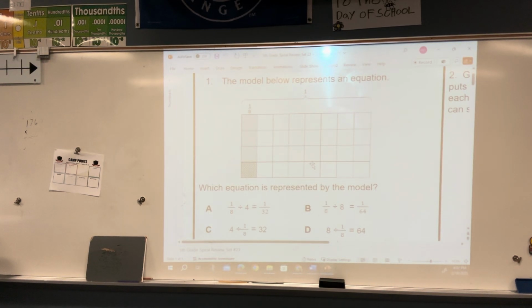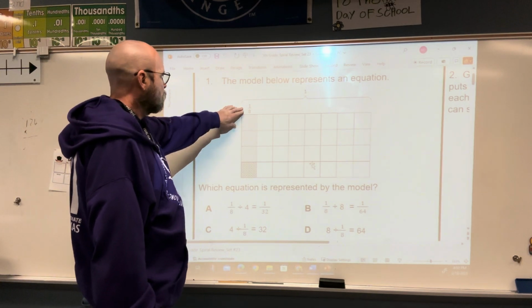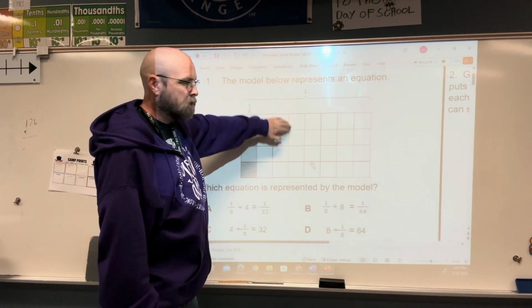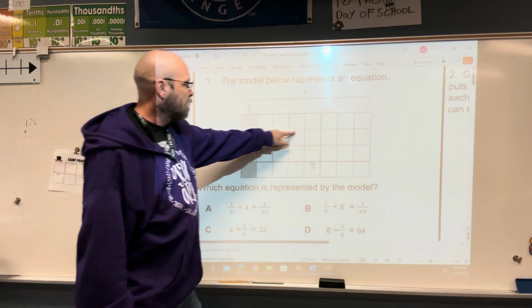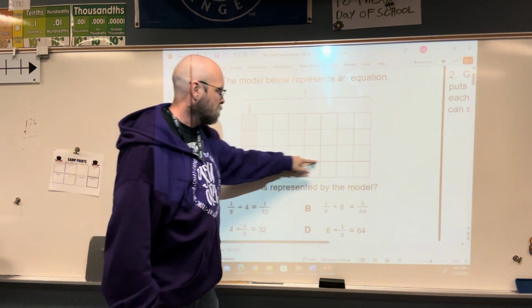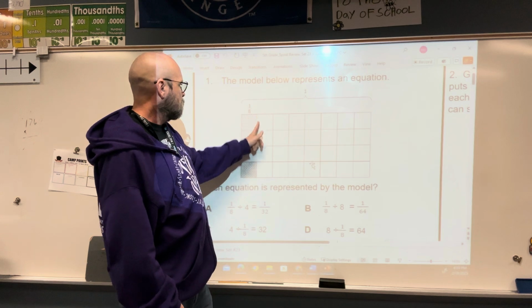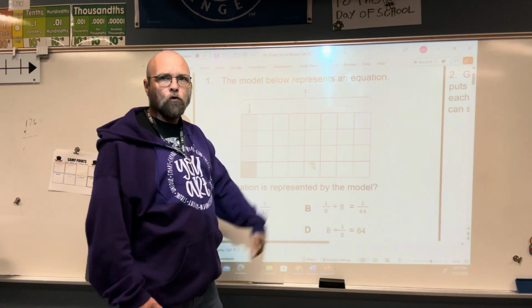The model below represents an equation. Which equation is represented by the model? Well, we have the model here. Each of these columns is worth 1/8. They took 1/8 and broke it into 4 groups. So there's 4 groups and they divided 1/8 into 4 groups.